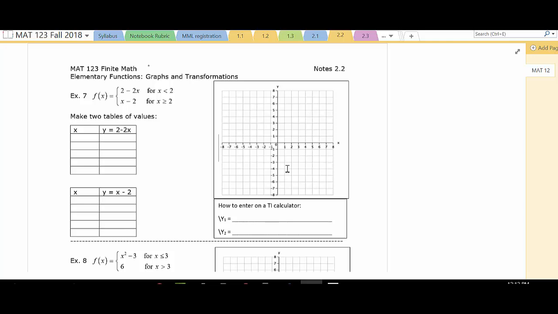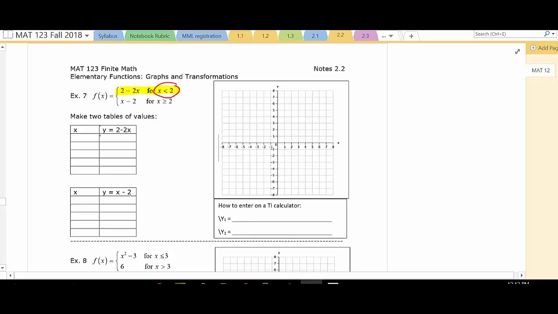Okay, so the first thing we're going to do is the first piece, which is 2 minus 2x. Do you know what the graph of that looks like? Can you tell me that? What kind of function is 2 minus 2x? Do you know? It's linear, so it's a line, right? Okay, so what we're going to do is make a table. This is the way I usually teach this.